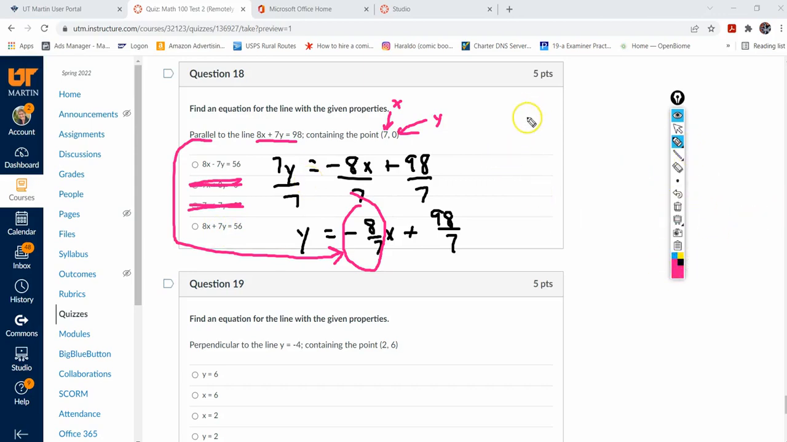So with that first one, does that have slope negative 8/7? Well, I need to subtract, so I'm looking at this one. I need to subtract 8x from both sides. And then I need to divide everything by negative 7.